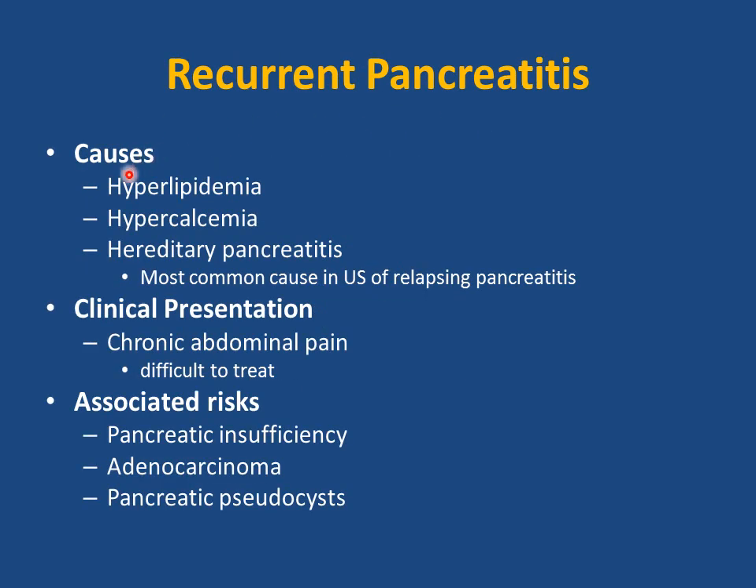Recurrent pancreatitis. Causes of recurrent pancreatitis: hyperlipidemia, especially triglyceride, hypercalcemia, hereditary pancreatitis. This is the most common cause in the US of relapsing pancreatitis. Clinical presentation: chronic abdominal pain, which is difficult to treat. Associated risks of recurrent pancreatitis are pancreatic insufficiency, adenocarcinoma, and pancreatic pseudocyst.